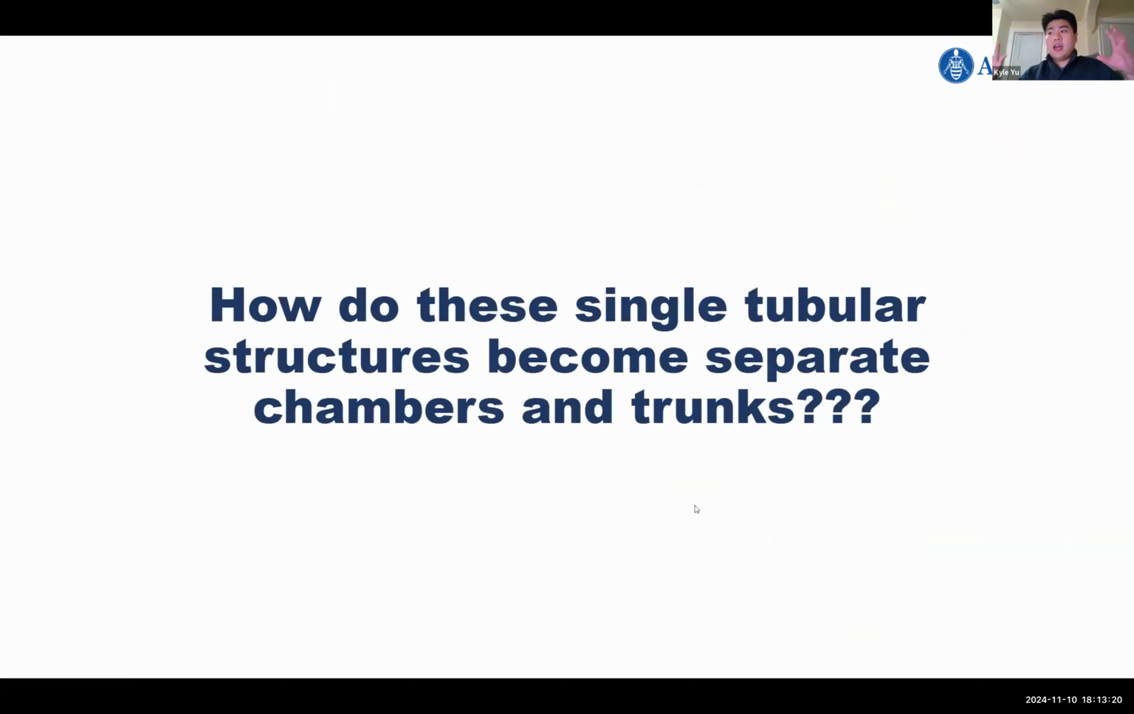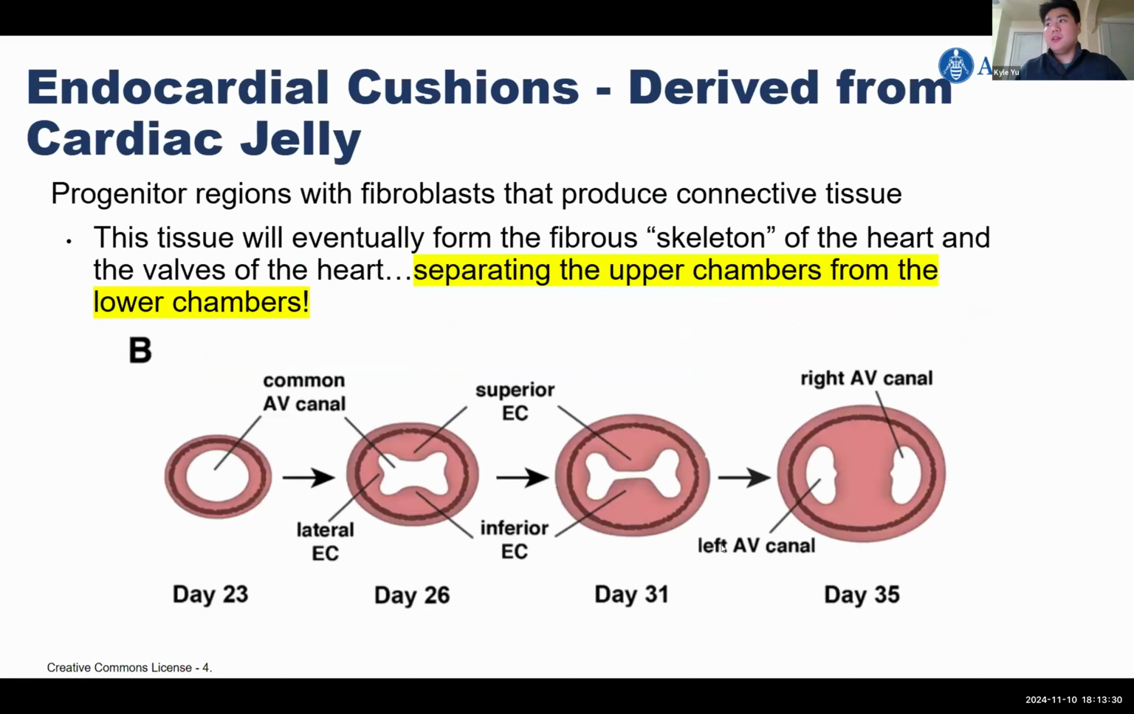Right. So now, we have this heart tube, how do we have left and right ventricles and left and right atria? How do we have all these septations? So first, we'll talk about the endocardial cushion. The endocardial cushion is a progenitor region with lots of fibroblasts, and they produce a lot of connective tissue. I like to think of it as the anchor point of all the internal development of the heart. And I'll touch back on this in a little bit.